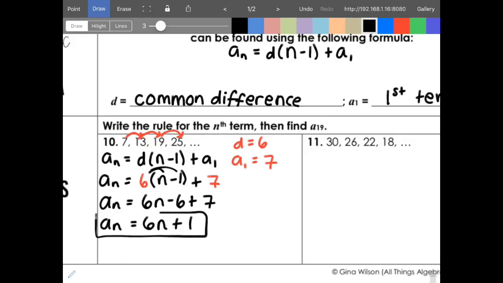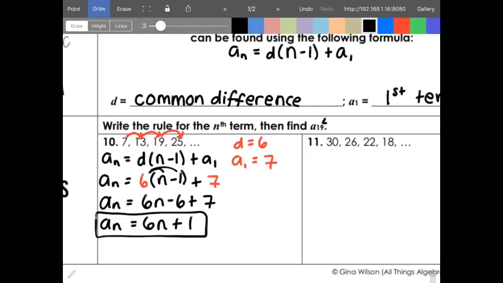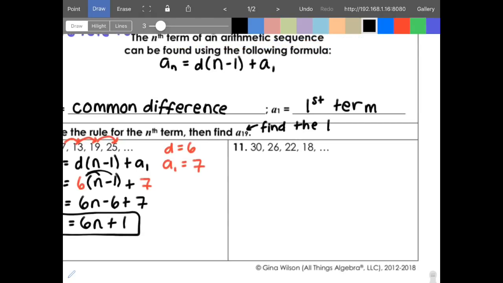This is my formula. This tells me whatever number I plug in for n here, I'm going to plug in for n over here to find that term. So if I say find A sub 19, that means I'm going to find the 19th term. All this means, if you want to write that, is find the 19th term.